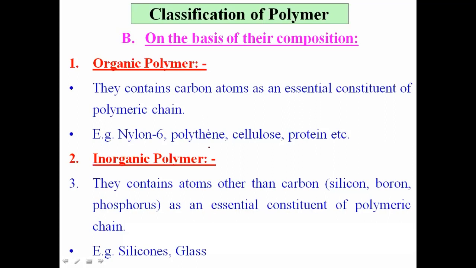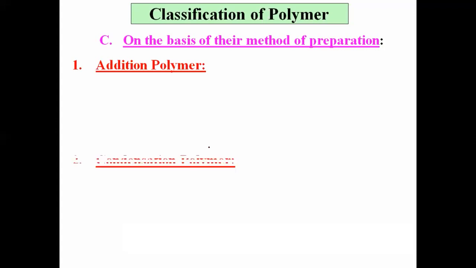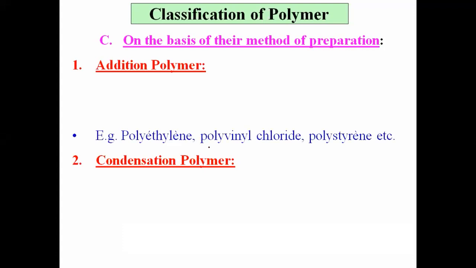Okay, now let us see the third mode of classification. Here, on the basis of their method of preparation, means how the polymers are prepared. What is the method used for the preparation of the polymer? On that basis, polymers are classified into two types. One is called addition polymer and the second one is called condensation polymer. Let us see one by one. First one is the addition polymer.